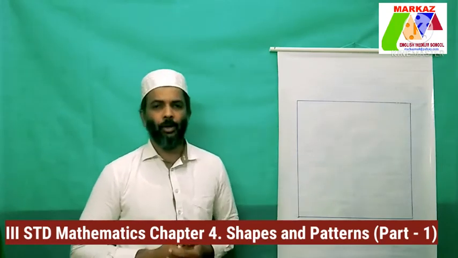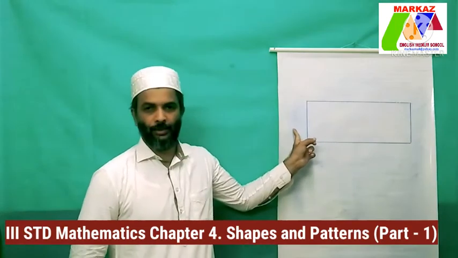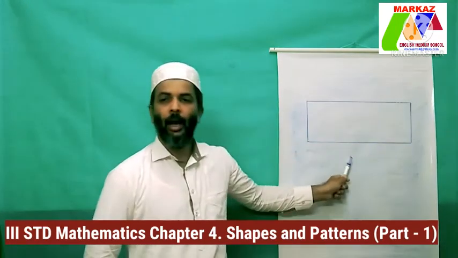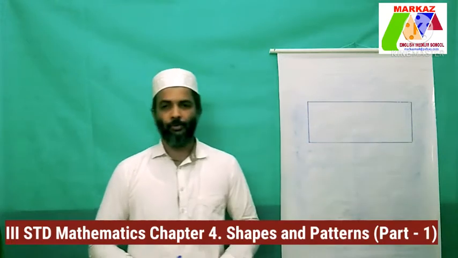Clear now? Can you tell me a few examples of squares? Okay, let me show you. So these are some examples of squares like chessboard, wall clock and square biscuit. Now look at the next one, rectangle. Rectangle, as like square, also has 4 sides. As you can count, 1, 2, 3 and 4. It has 4 vertices, 1, 2, 3 and 4.